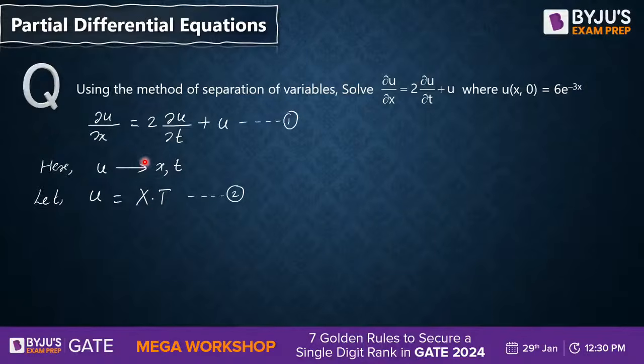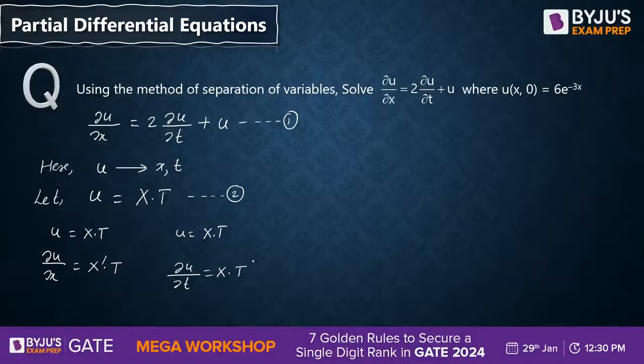Okay. Now from this relation I will be calculating del u by del x and del u by del t. Friends, u equal to X into T. I want del u by del x. So when I take the partial derivative with respect to x, capital X derivative will be X dash and T will remain as it is. When I take the partial derivative with respect to t, capital X will remain as it is and the derivative of T will be denoted by T dash. Okay? Yes sir. Now what to do?